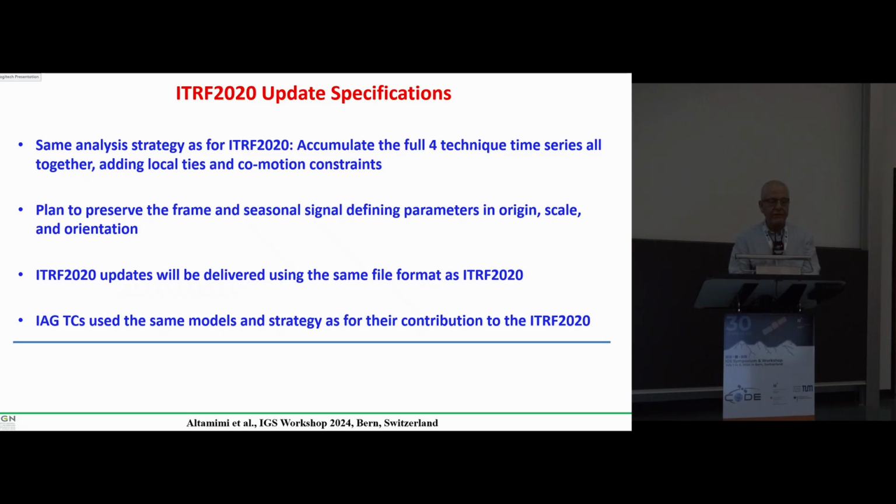As I said, we will use the same analysis strategy for the ITRF 2020, which means we will accumulate the full technique, the 4 technique time series altogether, adding co-motion constraint and local ties at co-location site. You have to keep in mind that we will not change the frame in terms of its defining parameters, the origin, the scale, and the orientation. These will be the same. We will add 3 years more data and recompute everything, and we will keep that frame definition the same.